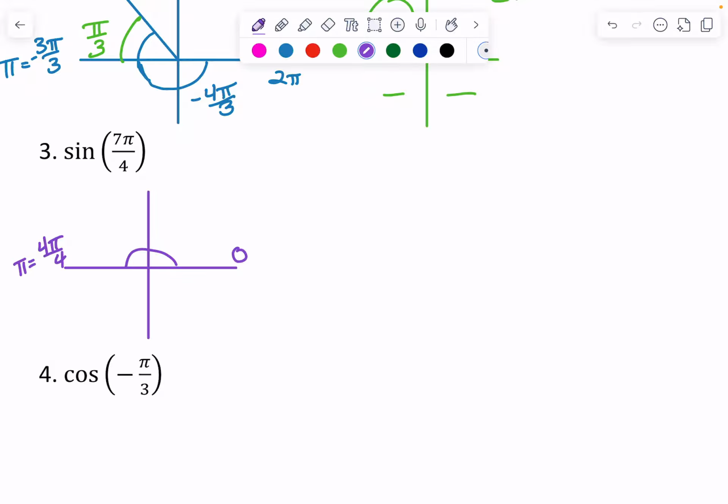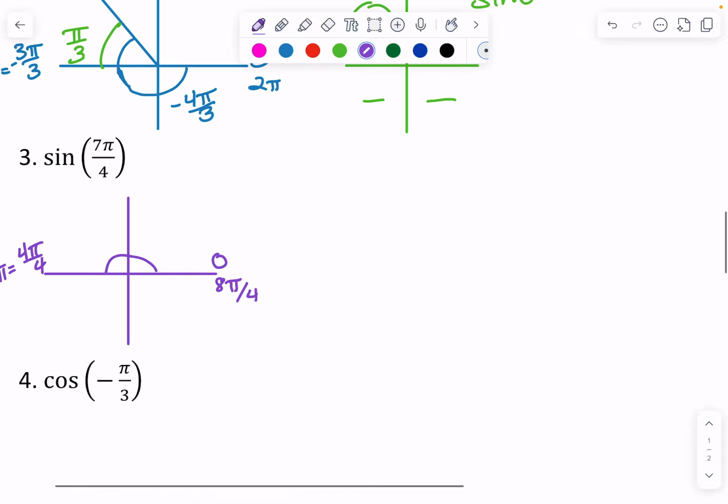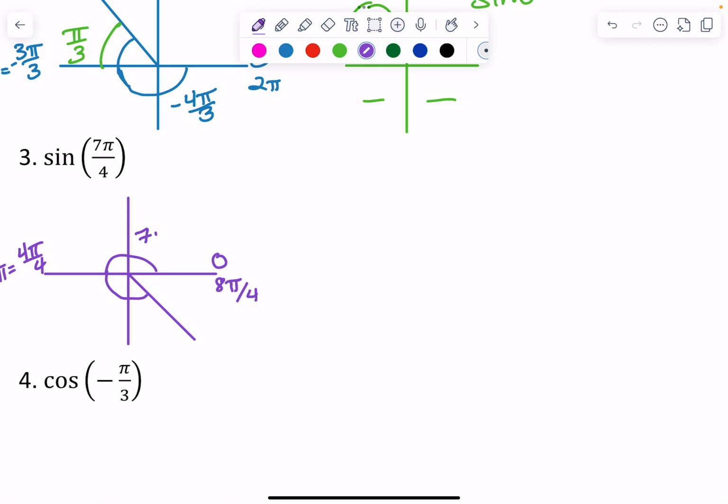So I go at least that far around. I'm going to keep going. I know that if I went all the way around the circle once, I would have 8 pi over 4. That would give me all the way around. So I'm just a little bit less than that. Just right here, this is going to be 7 pi over 4. And that means that my reference angle over here is pi over 4, because that's all that's left if I look at the 8 pi over 4 minus the 7 pi over 4.